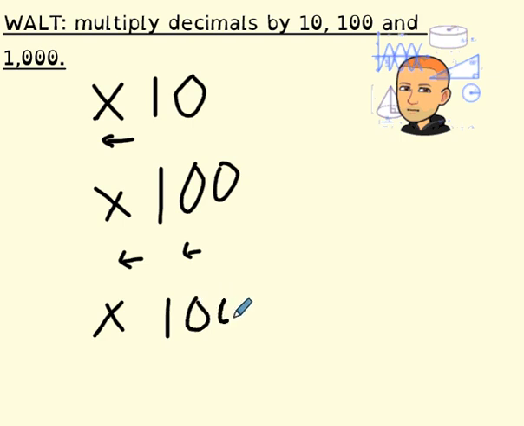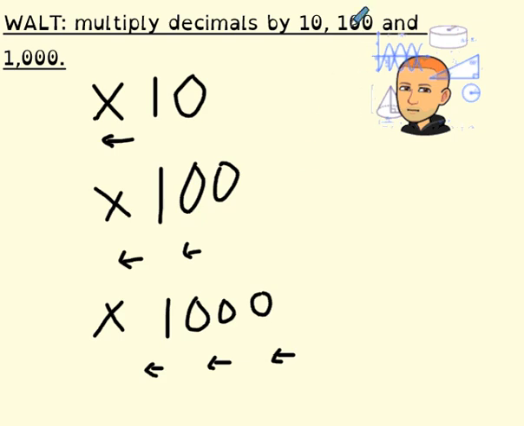To help me remember those rules, we use the number of zeros in the numbers to help us. So timesing by 10, I'm moving 1 place because it's got 1 zero. Timesing by 100, moving 2 places because it's got 2 zeros. Timesing by 1000, I'm moving through 3 places because it's got 3 zeros.